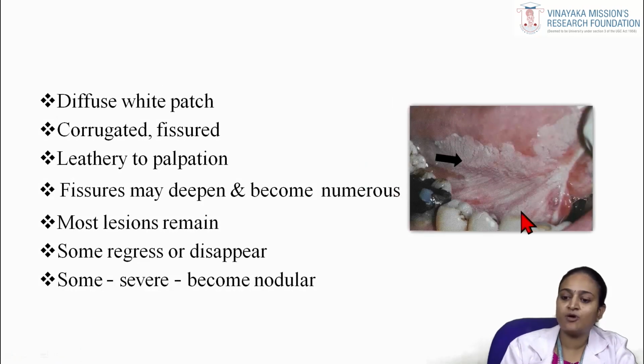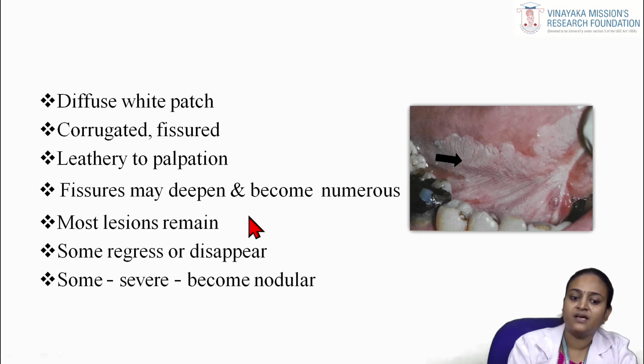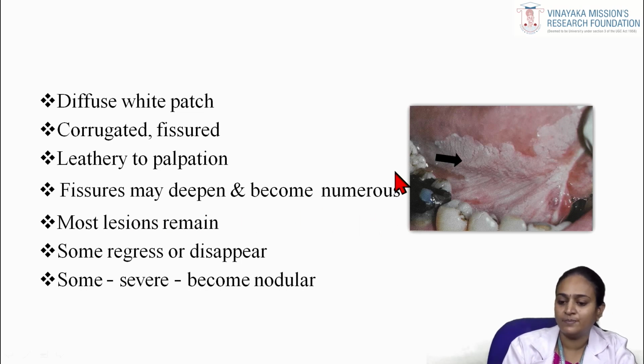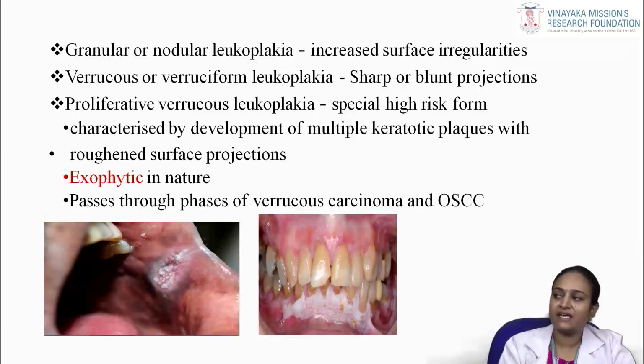This is the best example of severe leukoplakia, that is a diffused white patch. Here you can see the diffused white patch in the buccal surface. It has corrugated and fissured white surfaces. It is leathery to the palpation. When you palpate, it will be leathery in consistency, and the fissures may deepen or become numerous. Most of the lesions remain the same, some regress, some disappear, and some become more severe and become nodular. This is a severe leukoplakia example.